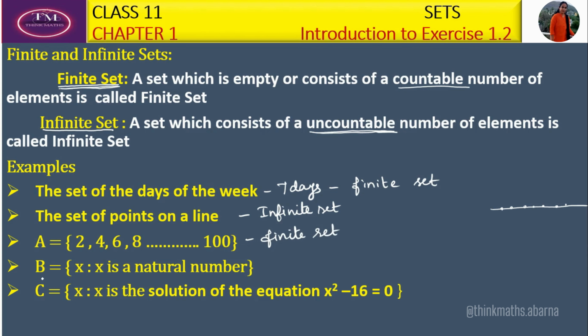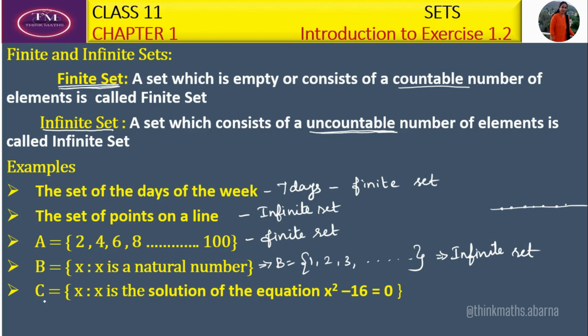Next one, B is equal to the set of all x, where x is a natural number. So what is that B? Natural numbers means counting numbers. Counting numbers start from 1, 2, 3, and it goes on. There is no last number, so it is not a finite set. We cannot say there are 10 numbers or 20 numbers. It goes on till infinity. So this is an infinite set.